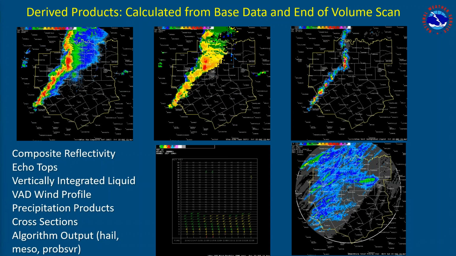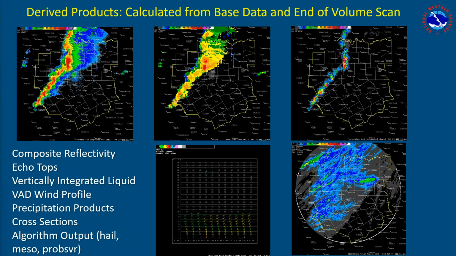Now, so we've talked about the base data. There are other radar products that are created after the radar has gone through a complete cycle. In other words, it's gone from the lowest cut to the highest cut, and then it's starting over again. Well, at that point, the radar has a computer tied to it, and it's doing some calculations and plotting some maps of these derived parameters. We've got composite reflectivity, echo tops, essentially measuring the altitude, the height of the highest parts of the storm.